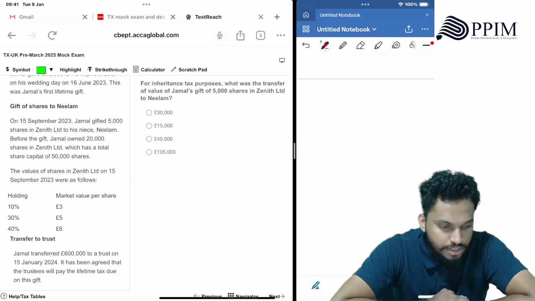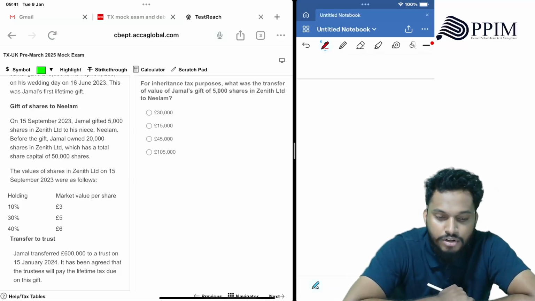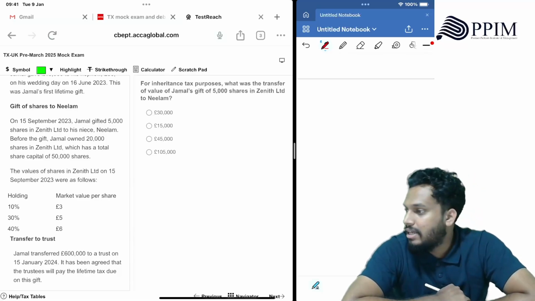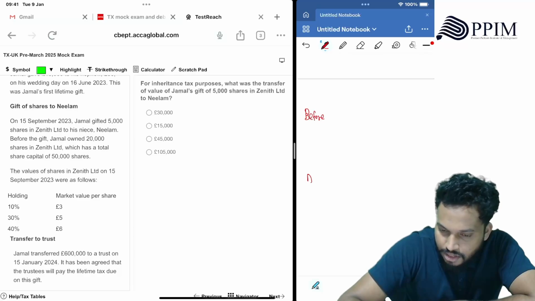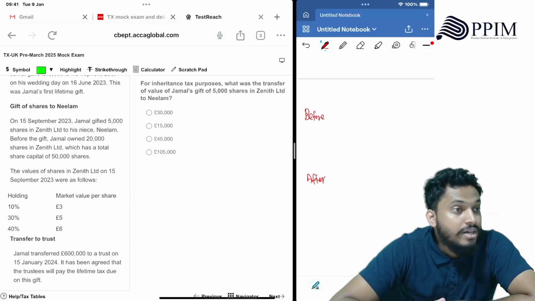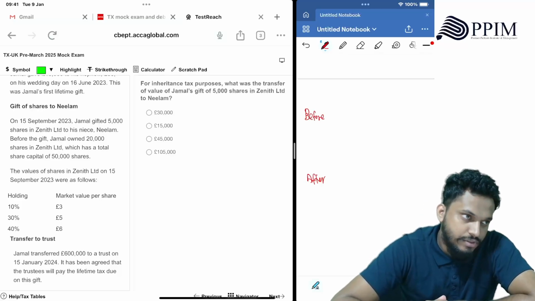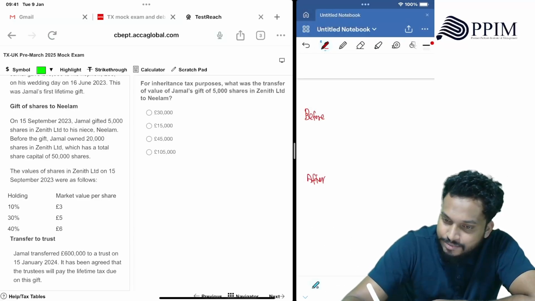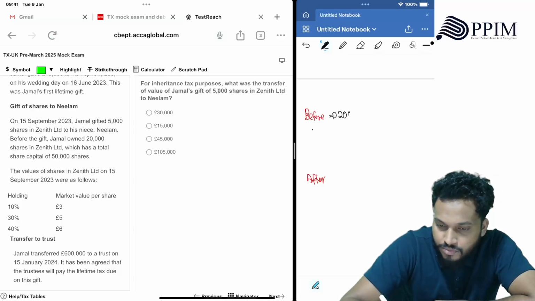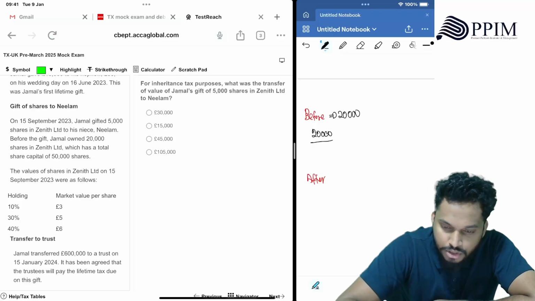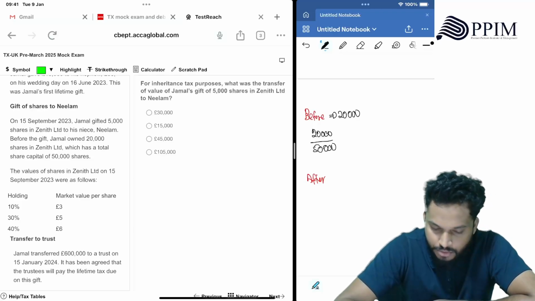50,000 shares. So which means Jamal is holding a value in Zenith on 15 September 2023. They have given if it is a 10% holding, if it is a 30% holding, and if it is a 40% holding. So if a question comes from this angle, you need to take the value before and the value after giving the transfer of the shares. Okay. So in this instance, the value before giving the shares, he's holding 20,000 shares, right? So the value of these 20,000 shares needs to be taken out of the total 50,000. He's holding 20,000. Okay. So what's the percentage?